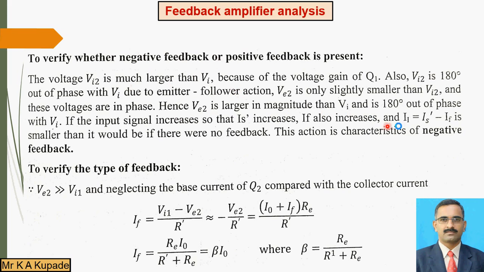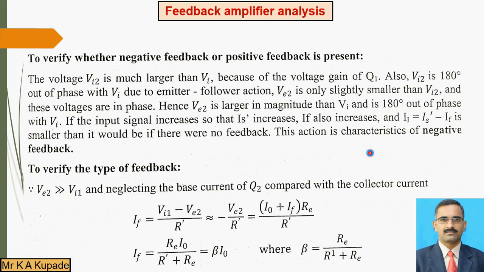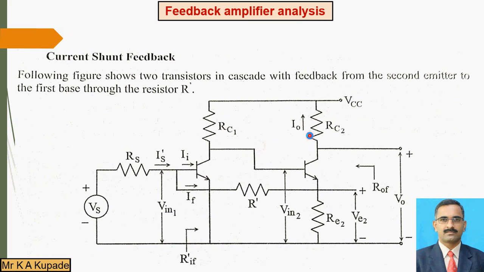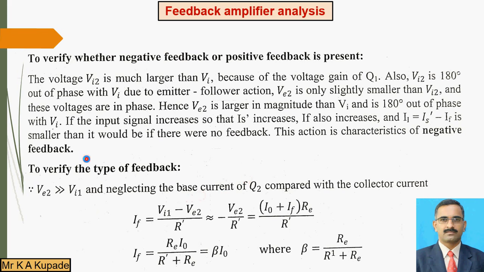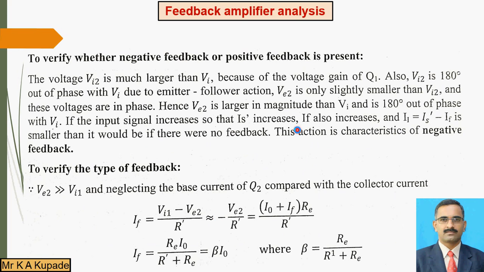V2 is 180 out of phase with Vi1. If the input signal increases, so that IS increases, then Ii is equal to Ii dash minus IF. Here IF, the feedback current, also increases. That means if the input signal increases, the input current through RS increases, and due to that the feedback current IF also increases.